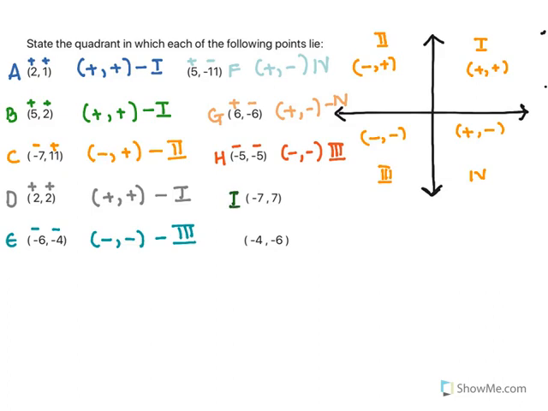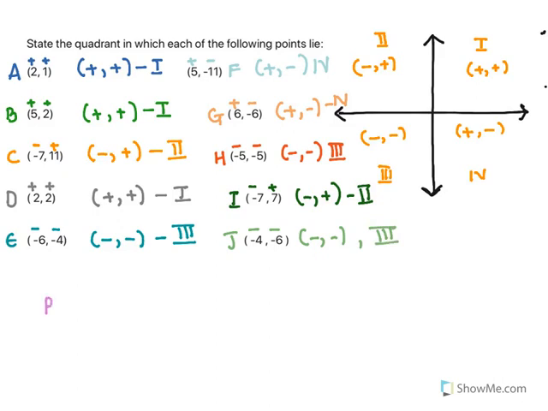Now for I, the x is negative, the y is positive. So negative, positive lies in the second quadrant. And for the last one, negative, negative. So negative, negative lies in the third quadrant.